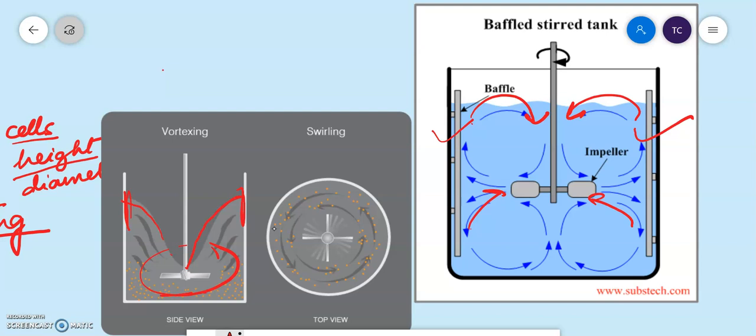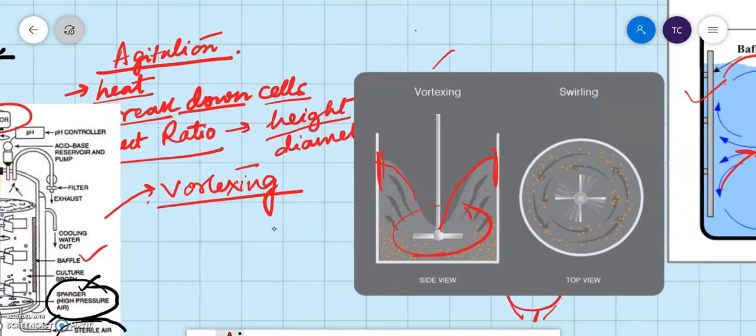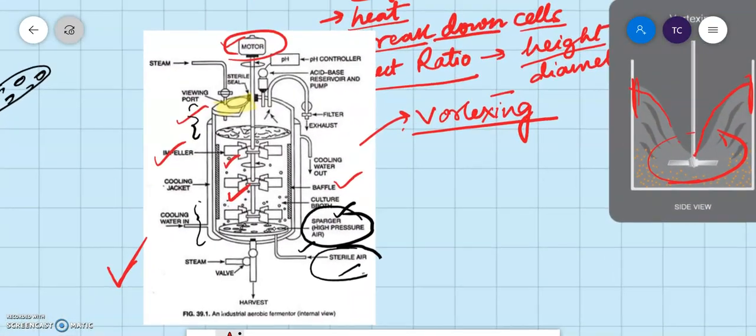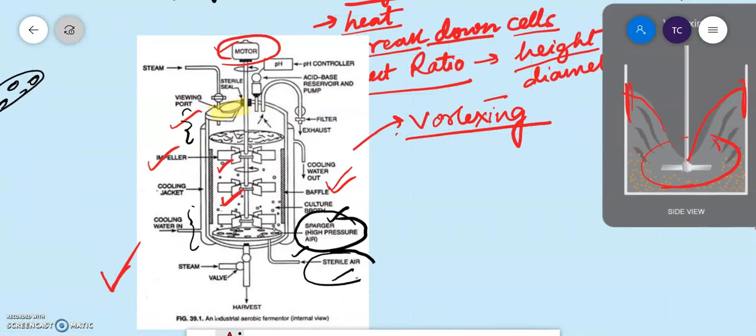Okay, and of course I will acknowledge this particular design. For the vortexing, the first picture is taken from dynamic.com and the second picture is taken from Sarcel.com. So these are the two pictures which describe the use of your baffles. Next I will move on. So baffle is done.